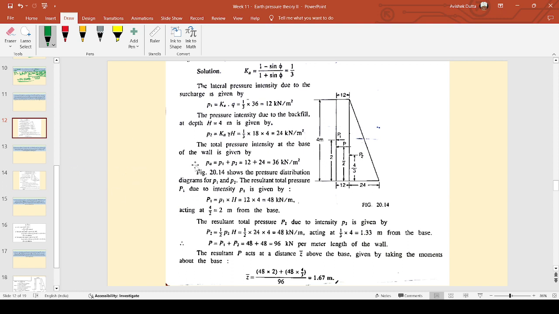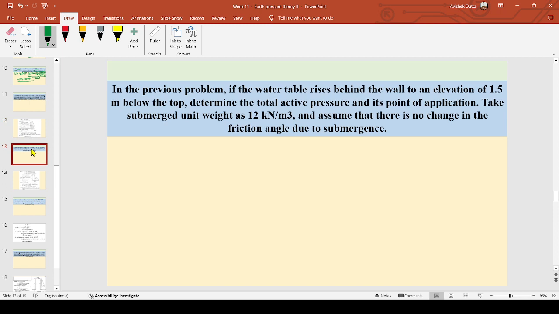Okay, now the next sum you have solved, Abdul. The water table. Yes, you have solved this sum, right? I believe you have solved this sum. I cannot hear you right now.